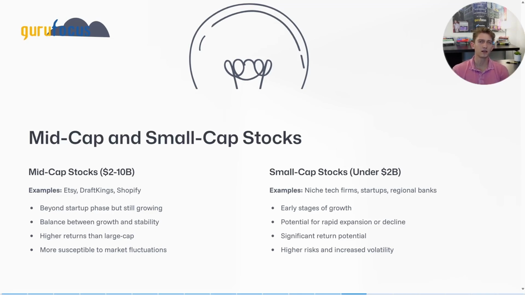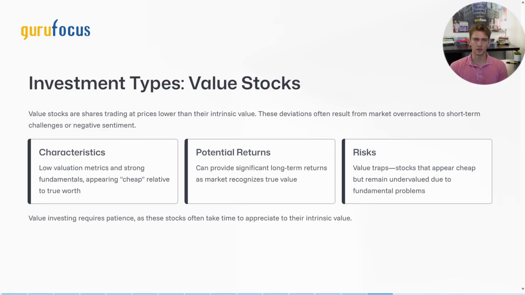Although they've moved past the startup phase and have both more stability than small-cap stocks and likely more notoriety, with recognizable names like Etsy and Shopify, they also present more growth opportunities than many of their large-cap counterparts, while still experiencing more volatility. One of the next most common ways to classify stocks is based on the type of investment that they represent.